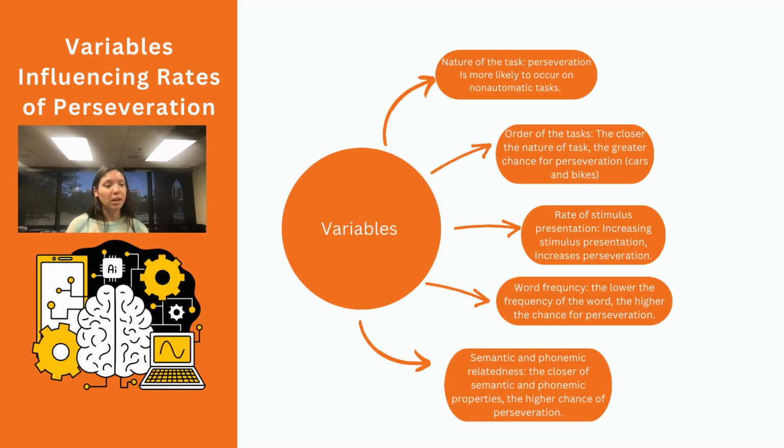For rate of stimulus presentation, this states that increasing stimulus presentation increases the chance for more perseverations. For word frequency, the lower the frequency of the word, the higher the chance for perseverations. The last variable is semantic and phonemic relatedness. This states the closer the semantic and phonemic properties, the higher the chance of perseverations.